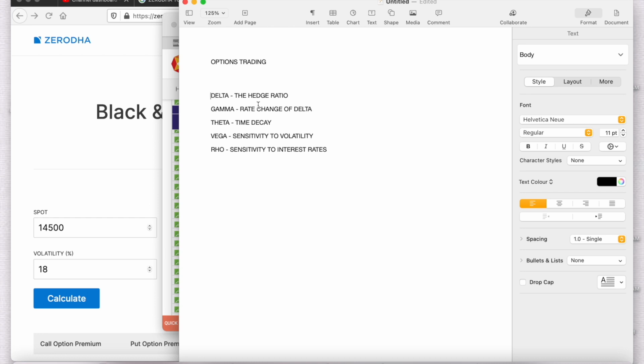The value of delta is usually between 0 and 1. For a call option it is positive 0 to positive 1, and for a put option it is always negative 0.1 to negative 1. It will never be 0. Both of them will never be 0. Now Vega is the sensitivity to volatility, which you have to monitor when you go for buying options.